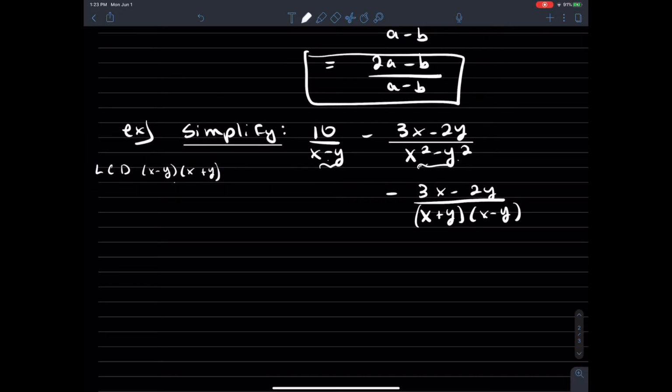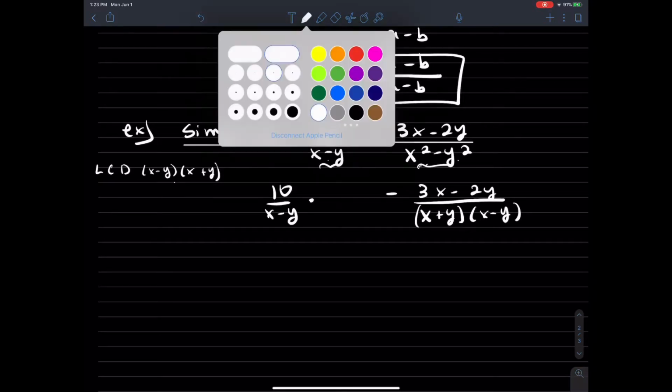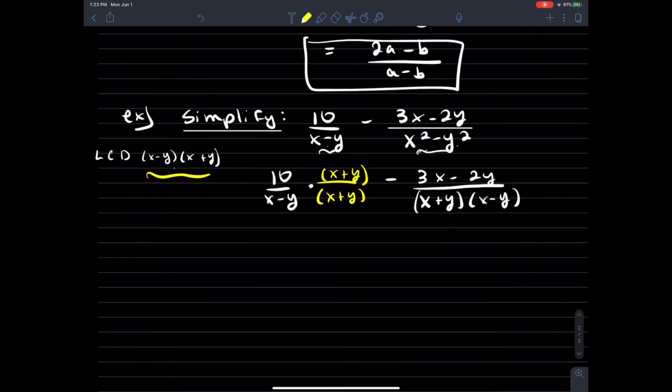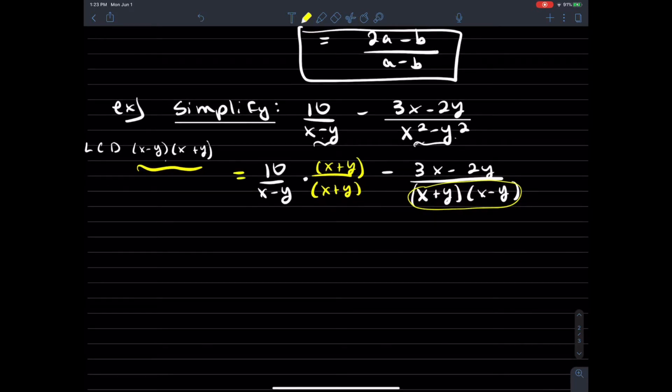So my first term here, 10 all over x minus y, I need the missing factor of x plus y. So be careful in finding your LCD is my point here. This denominator here, we can build off of it. You can look at it that way. So now I have to distribute the 10. My final answer in the denominator is x minus y, x plus y. The order doesn't matter. And then I have 10x plus 10y.